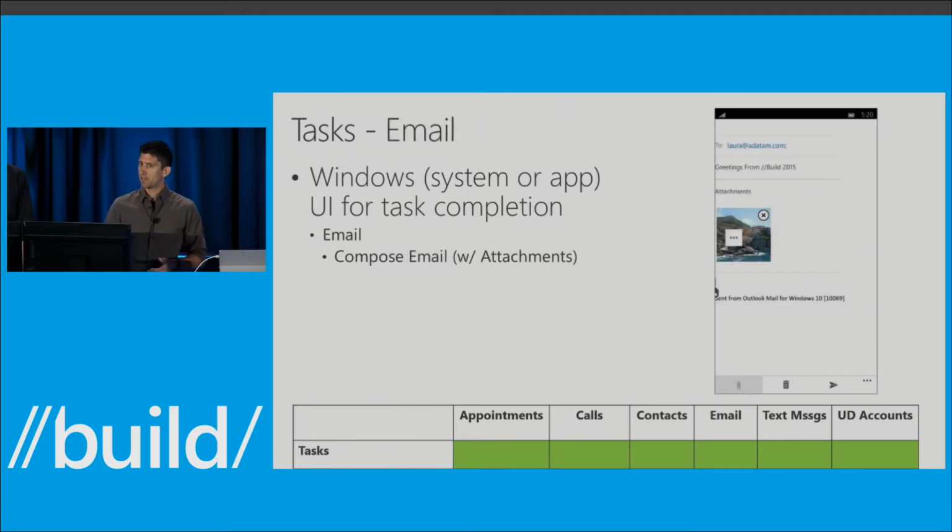We have the email API. This particular email API was introduced in Windows Phone 8.1. It allows you to send emails with attachments added to them. And it works, again, across the Windows 10 family of devices.